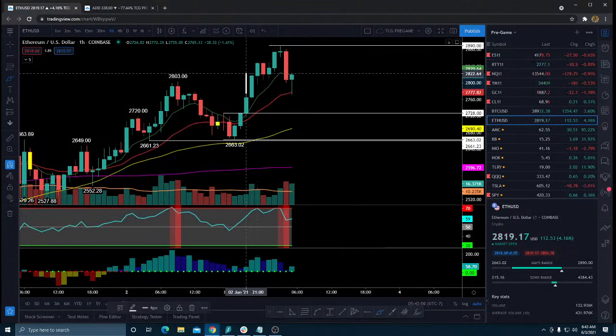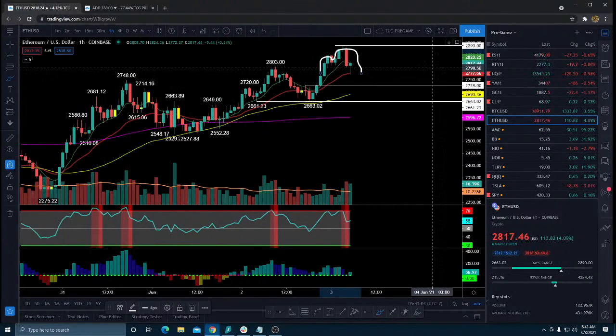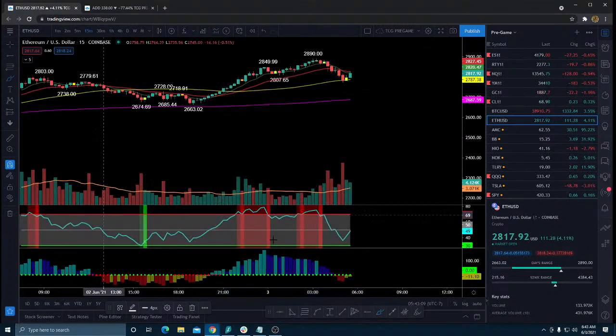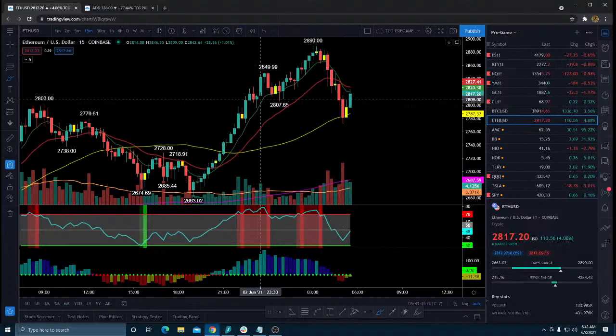So Ethereum has already lost the uptrend for the hourly. So here are your levels on Ethereum if you are trading it. On the 15-minute, let me give you some short-term support, 2772, then 2663, 02.